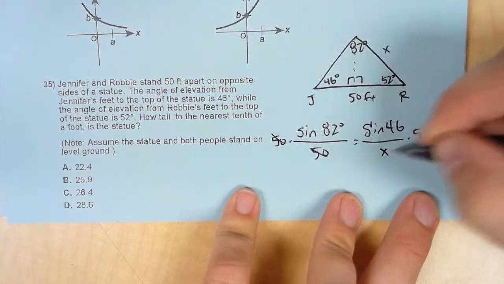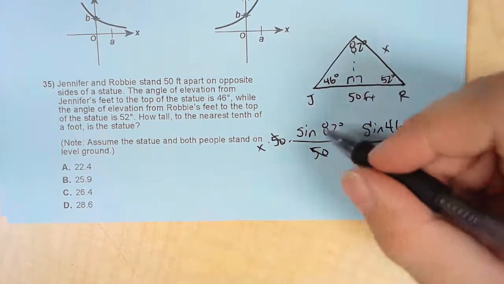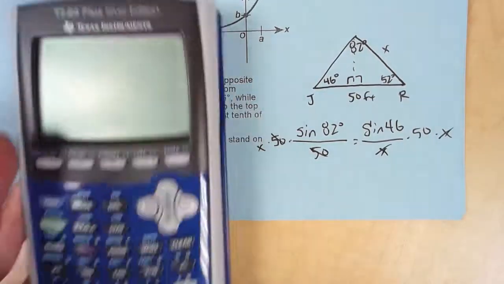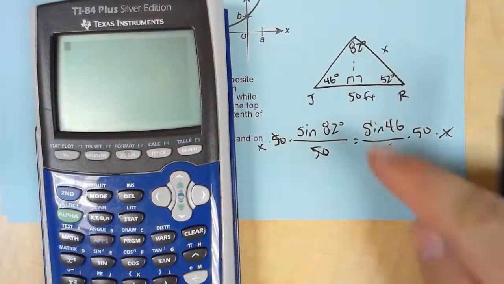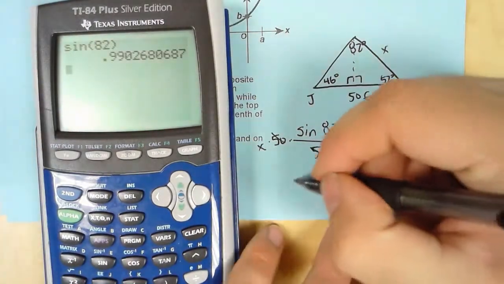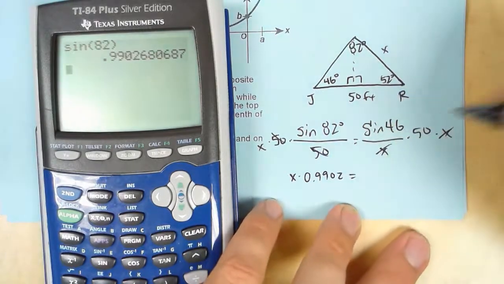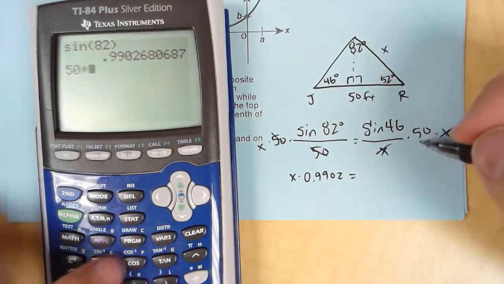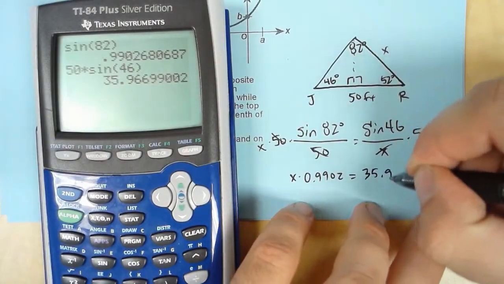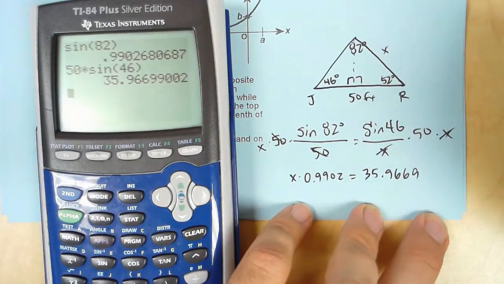Multiply both sides by x, we'll cancel there. So we get some numbers here. Remember that sine is just a number. So you're going to take a calculator and type in sine of 82 degrees, and you'll get some numbers. So we have x times 0.9902 equals, let's see, 50 times the sine of 46 degrees, which is 35.9669 and so on. And that's the whole thing.